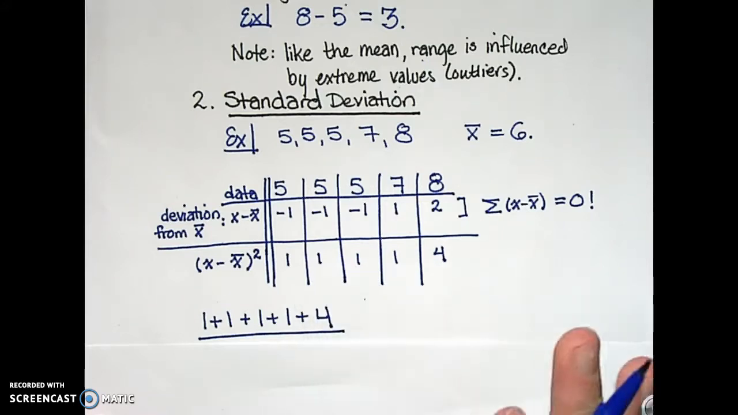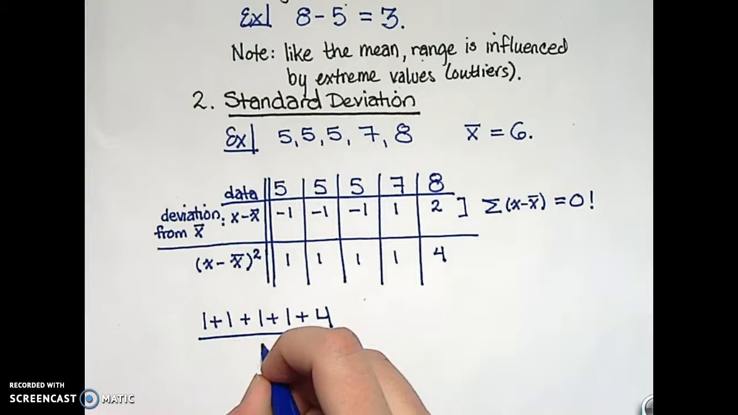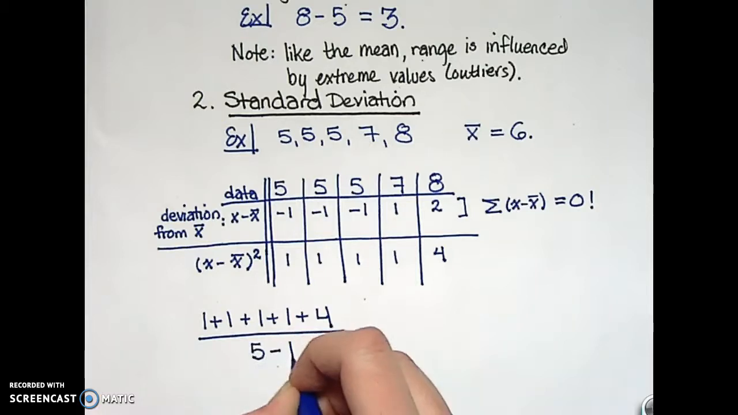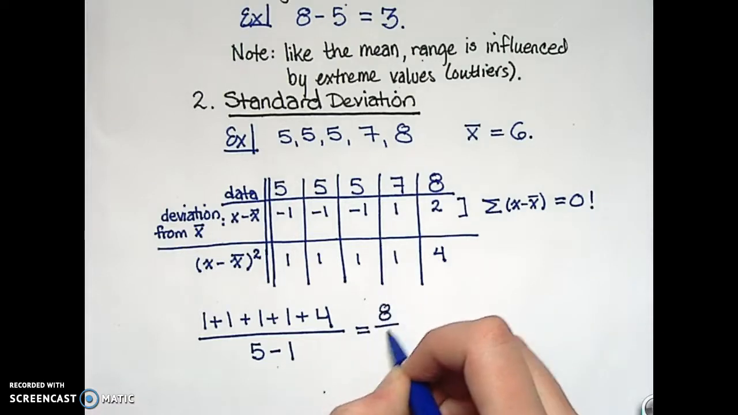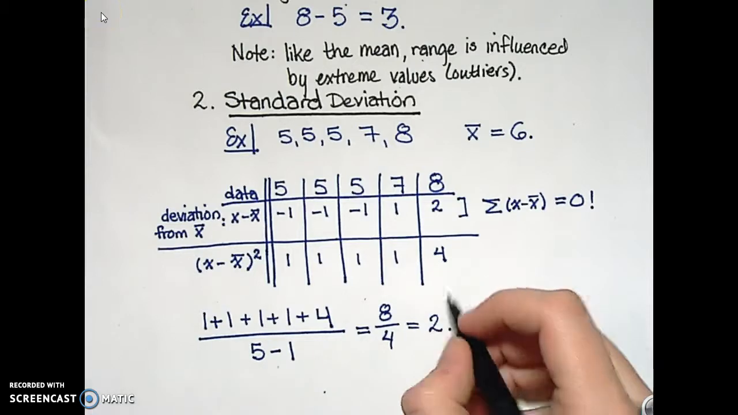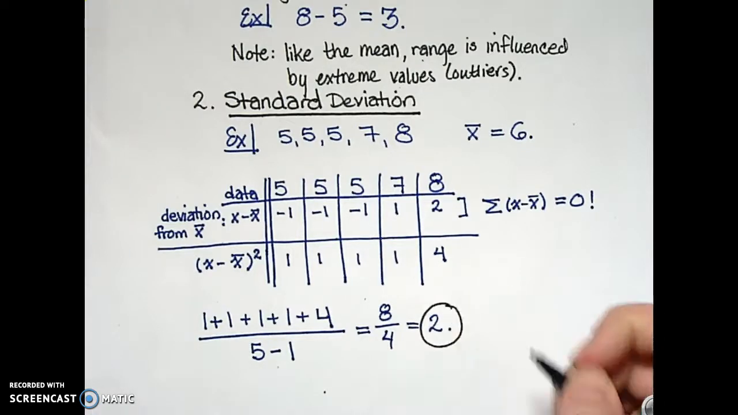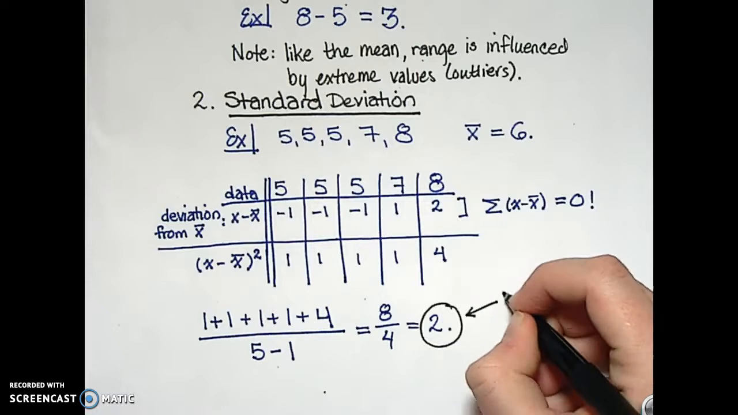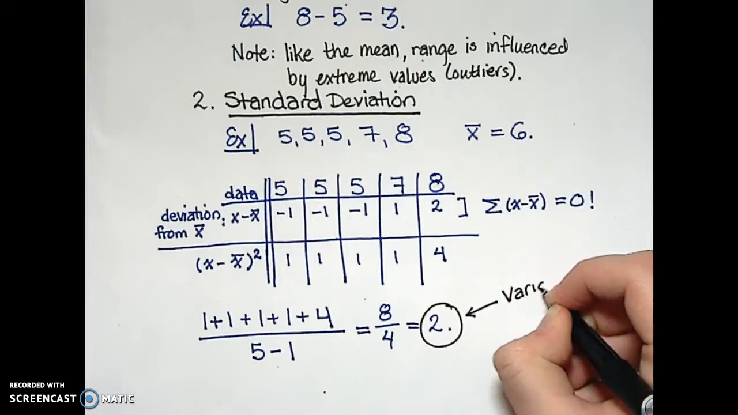And if we wanted to get the average, we would think about dividing by 5, because that's the number of deviations we have. However, for reasons we won't get into in this video, since this is a sample, we will divide not by 5, but by 1 less. So we'll divide by 5 minus 1, or 4. So this gives us 8 over 4, or 2. This value of 2, however, is not the standard deviation. This right here is what is known as the variance.